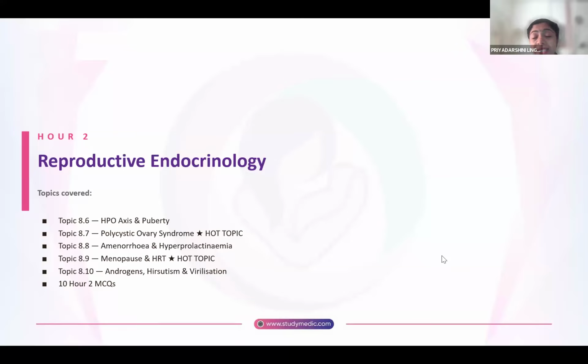Your polycystic ovarian syndrome, a lot of importance is given to that. Amenorrhea, the changes that are seen in amenorrhea, diagnosis, and hyperprolactinemia cannot be stressed more. These are two very, very common syndromes. You can have a clinical discussion on any of these topics. Next is menopause and HRT, another hot topic in your exams. And then a few disorders associated with androgen like virilization and hirsutism. These are other areas in which questions can be targeted.